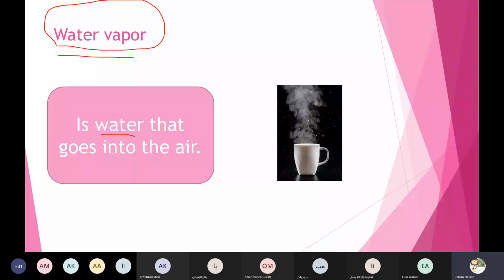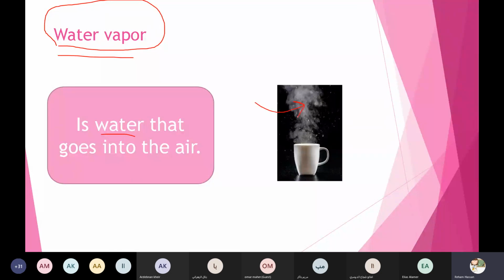Wait, honey, wait. So grade 1, when the water goes to the air in a gas form, it is the water vapor. It is the water vapor. And we can see this water now. Can we see the water, or just the water vapor?